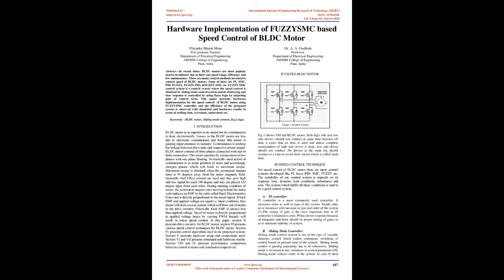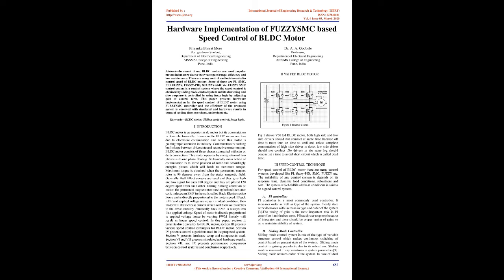So basically the main action of commutation is to sense the position of the rotor and accordingly energize phases, which will lead to maximum torque. Maximum torque is obtained when the permanent magnet rotor is 90 degrees away from the stator magnetic field. Generally Hall effect sensors are used, and they give high and low signal for each 180 degrees, and they are placed 120 degrees apart from each other.